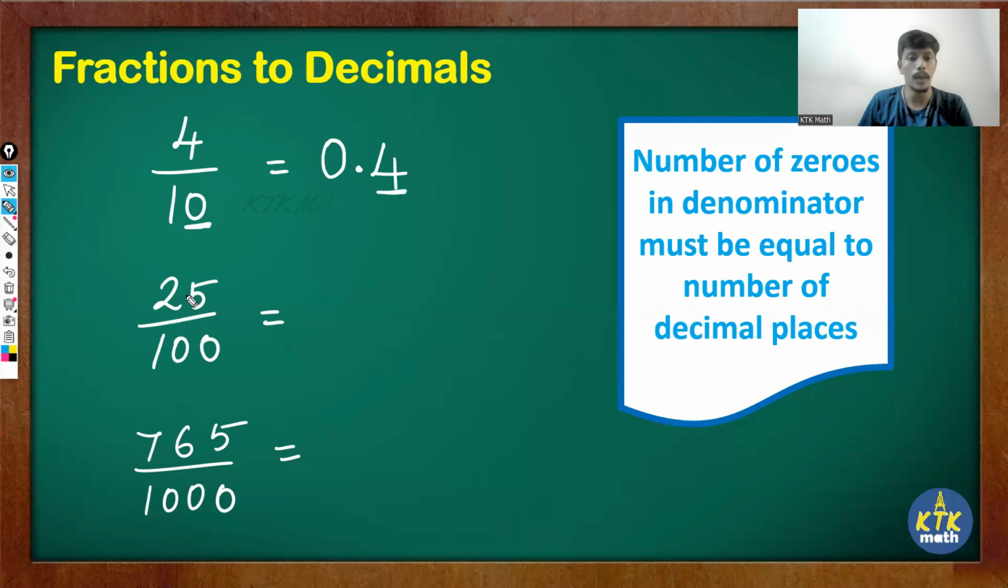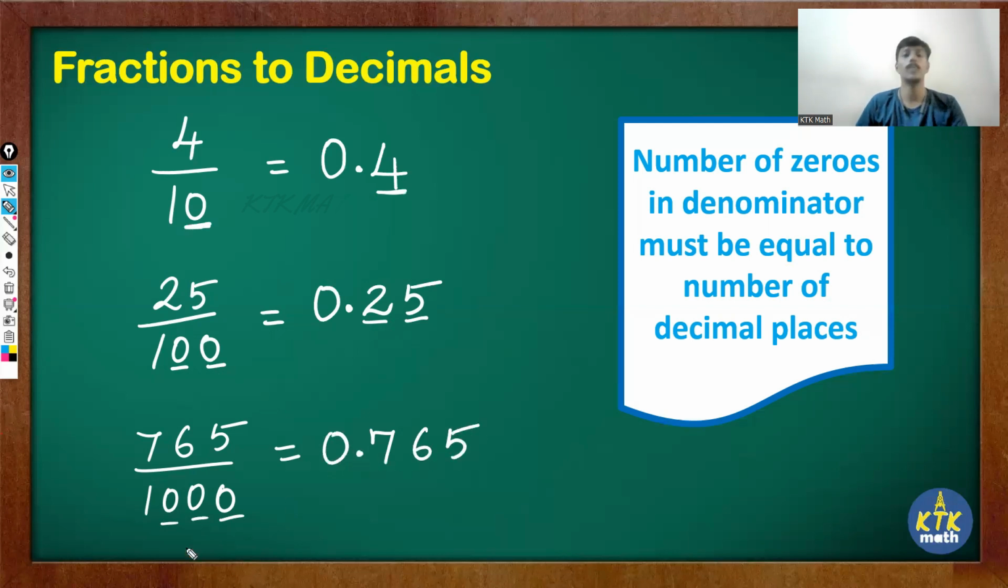The same way, next one, 25. So 2 zeros in the denominator, so you leave 1 place, 2 places, and then here you keep the decimal point and then 0. In a similar way, you have 3 zeros, so 765.0. So this is a basic one. I'm giving you the questions comfortably, how many zeros, how many numbers in the numerator.